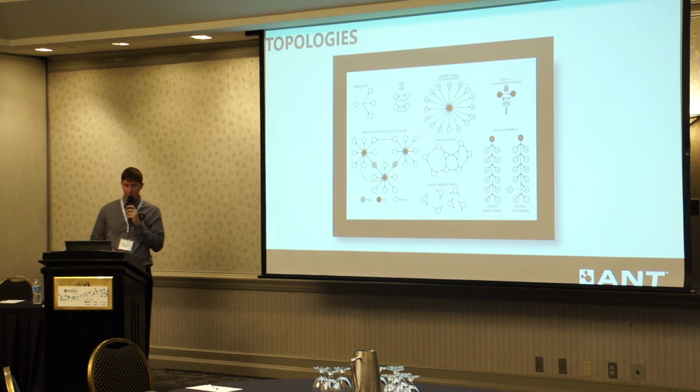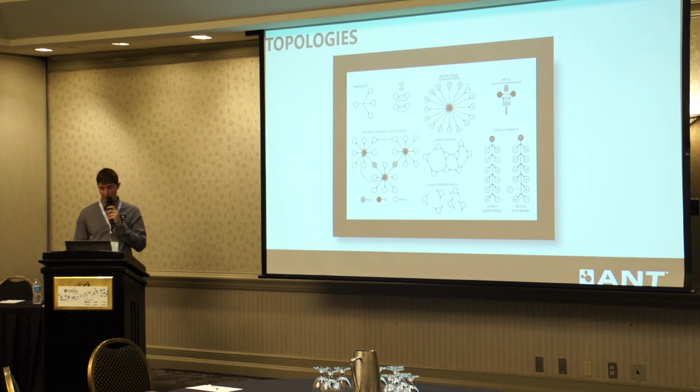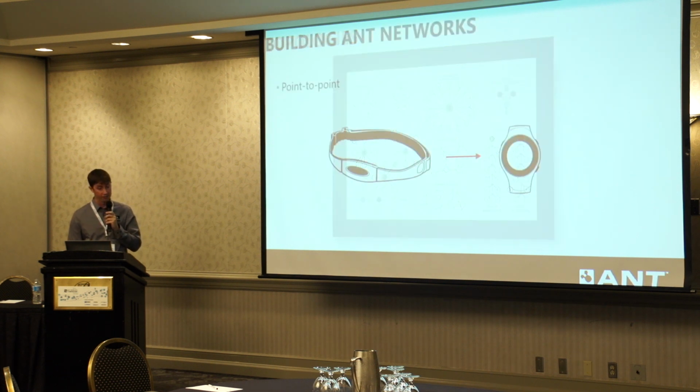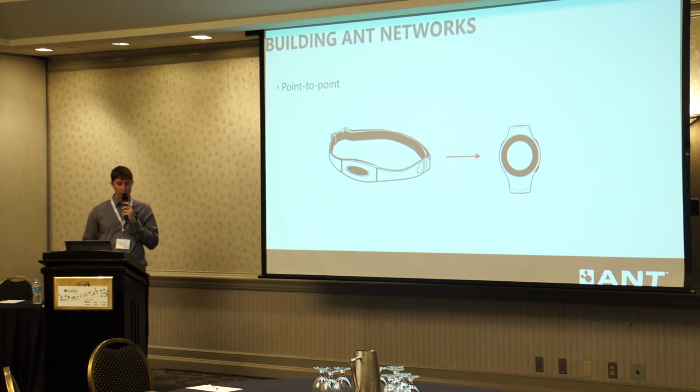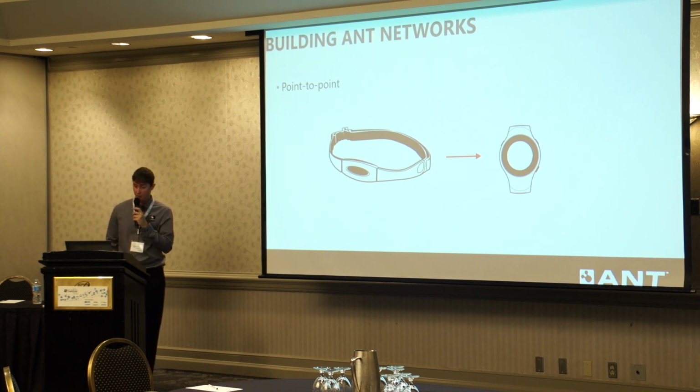So now that we know a little bit more about the slave and master, as well as the different message types and different channel types, let's just take a look at a couple topologies. So one of the simplest topologies is a simple point-to-point network. In this example, we just have a heart rate sensor, and it's sending data to the user's personal display, which in this case is a watch here.